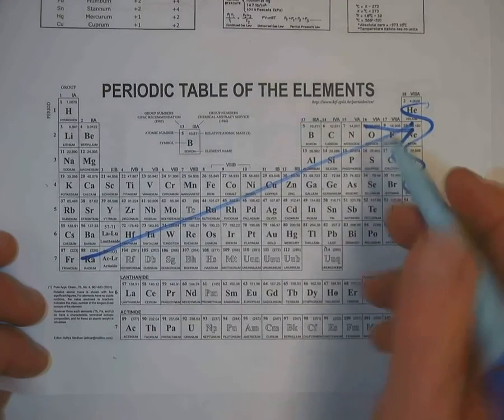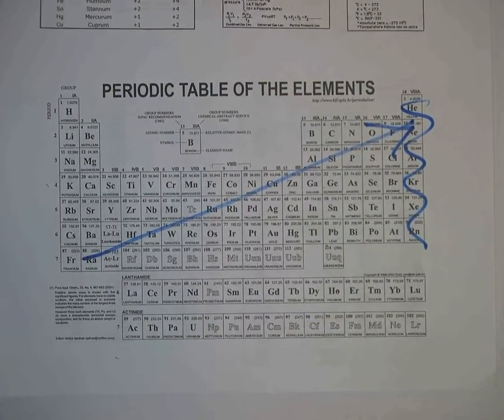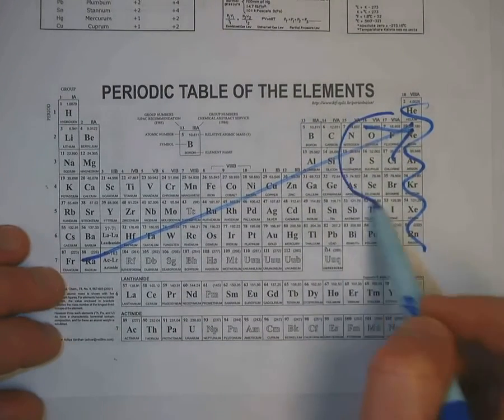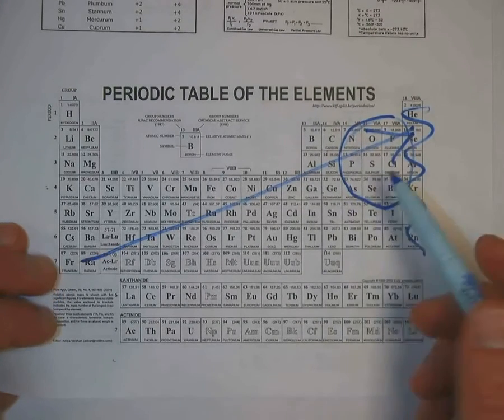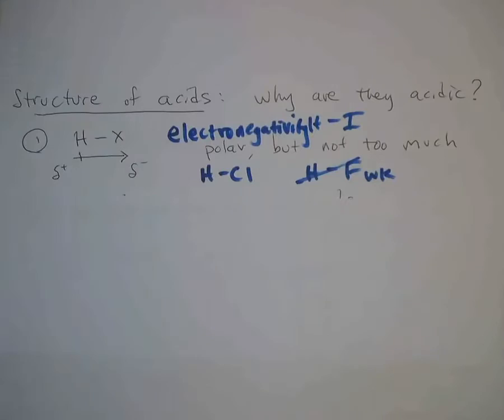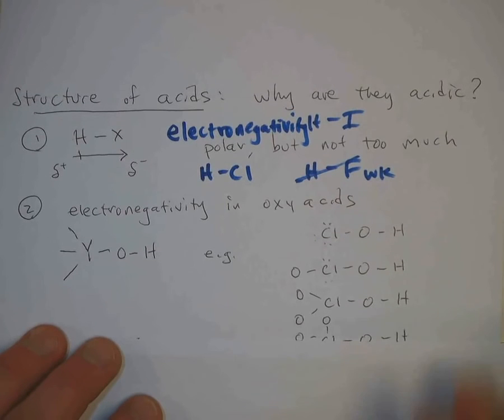Electronegativity, remember, is just a rating scale that tells you how much something wants to join or grab an electron. And remember, these guys over here want to get electrons more than anything else. And if you remember the trend is up and to the right, you can always know which one has the greatest electronegativity. Second thing, electronegativity in oxyacids.